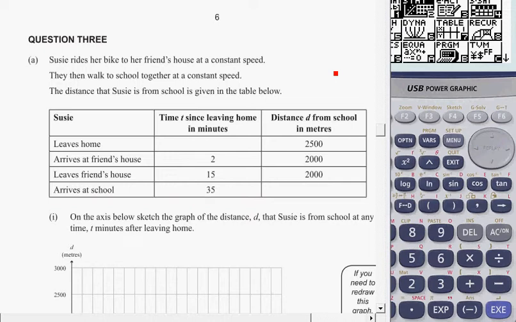Right, so this is the external question 3. Hopefully you've had time to read the question and you've had a go at it and you've had a think about it. You can fill in a couple of numbers here.